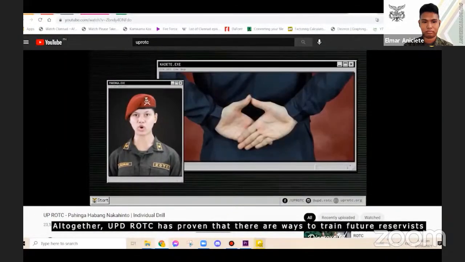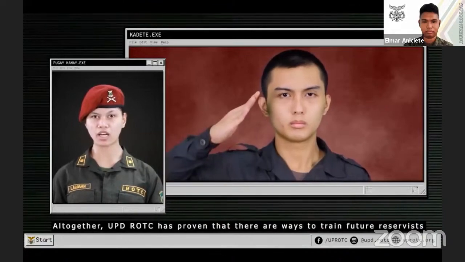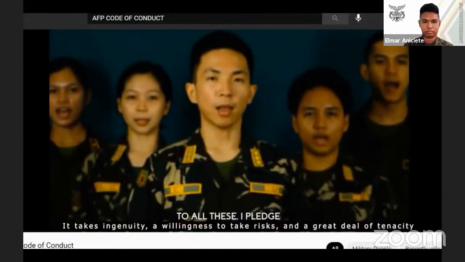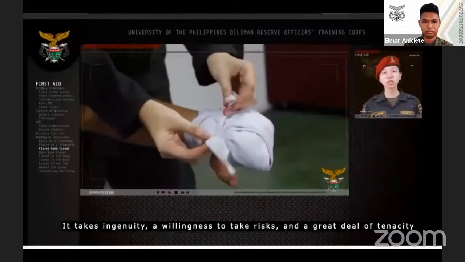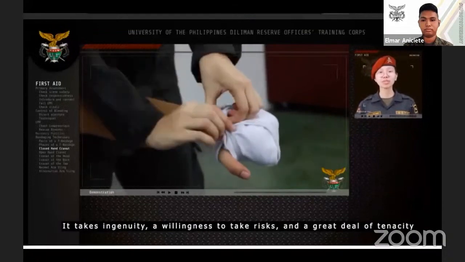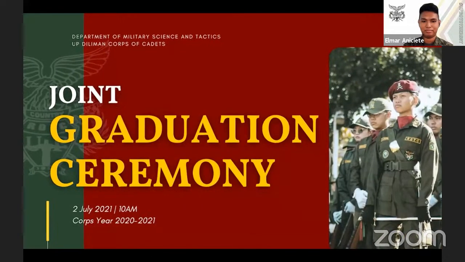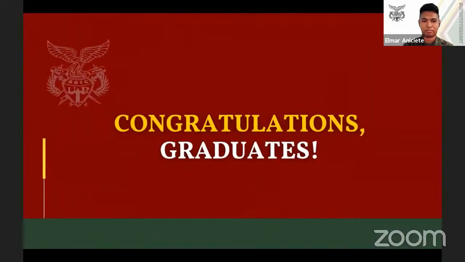Altogether, UPD ROTC has proven that there are ways to train future reservists even in a remote setup. It takes ingenuity, a willingness to take risks, and a great deal of tenacity. With proper planning and execution, it can and it has been achieved.